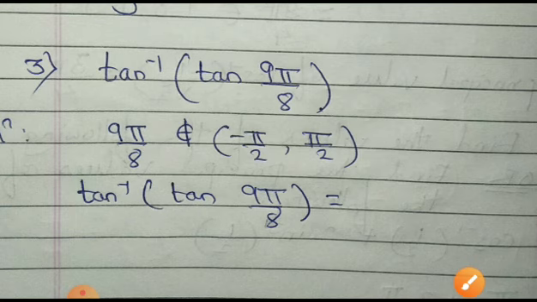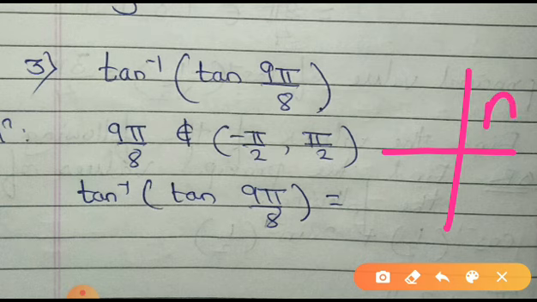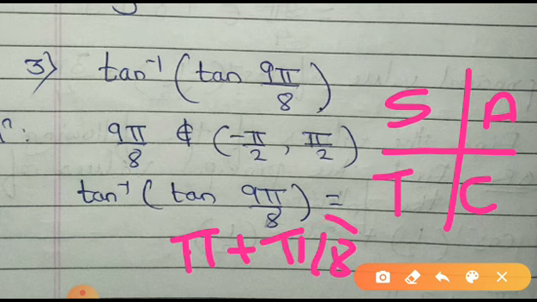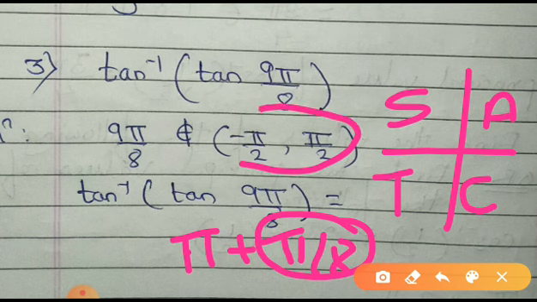angle. I can write 9 pi by 8 as what? Last year we have seen. Yes. May I write it as, you remember, it is what? All sine, tan, cos. Yes. May I write 9 pi by 8 as pi plus pi by 8? Does pi by 8 belong to this interval? Yes. So can I write it as pi plus pi by 8?